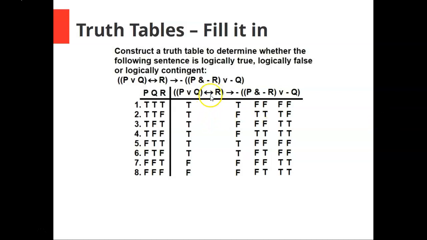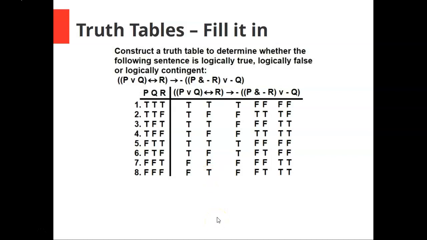Now we can fill in the biconditional. Again, it's a biconditional of the disjunction and R. So we apply the rule: a biconditional is only true when both components are true or both components are false. In other words, when they match. When do the disjunction and R match? In lines 1, 3, 5, and then 8.